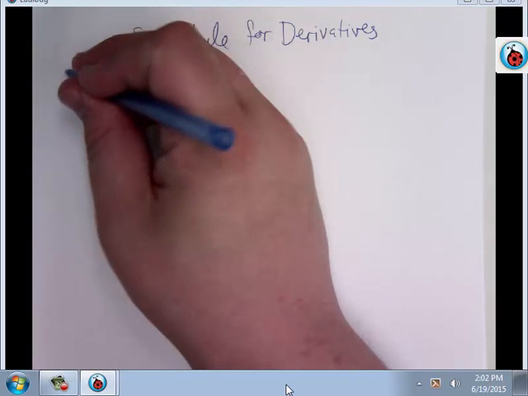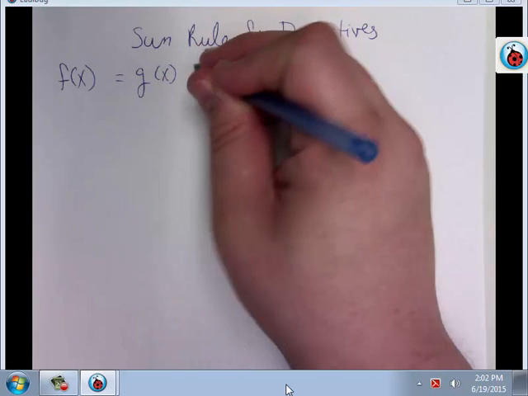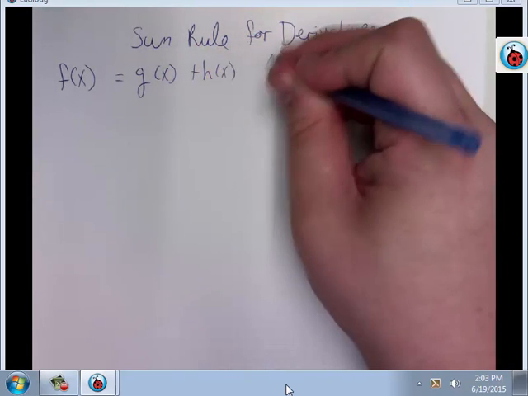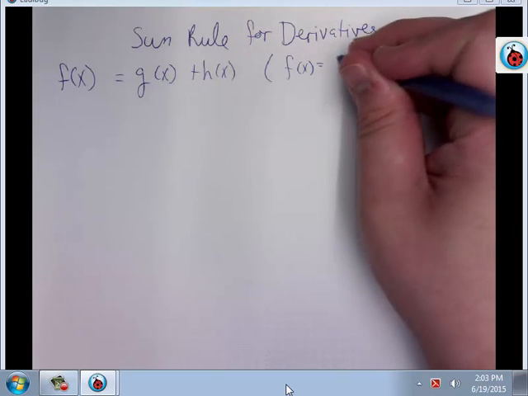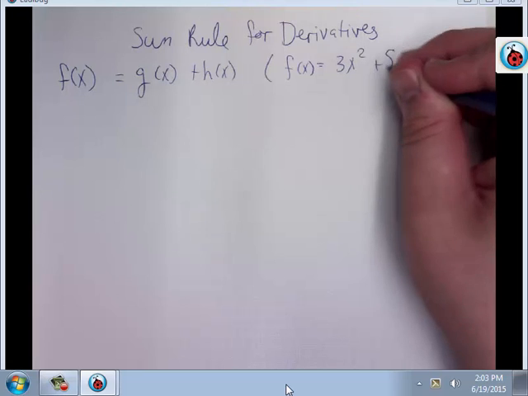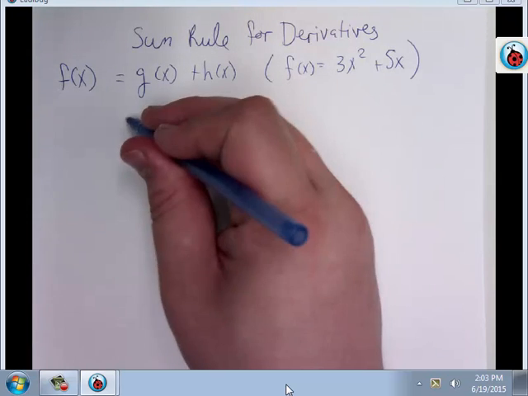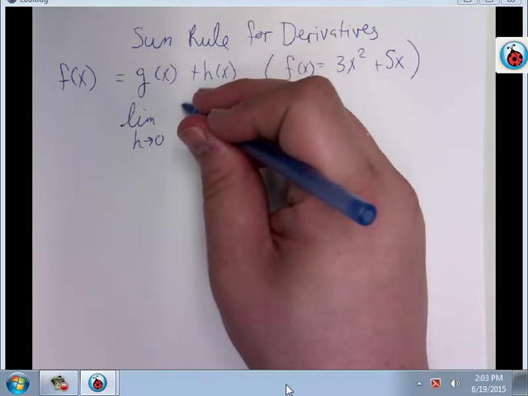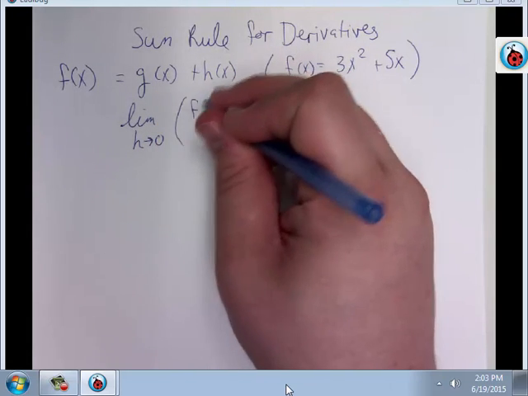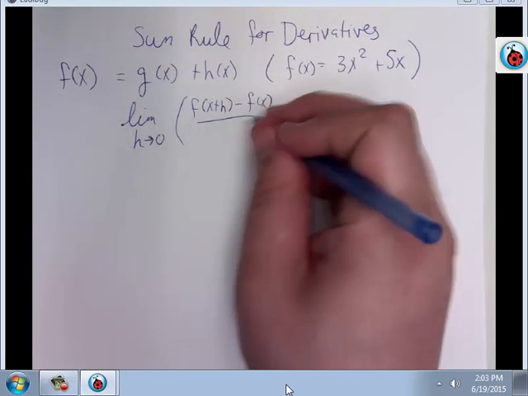So the sum rule. That means when your function is g of x plus h of x, like when it's 3x squared plus 5x. Something like that. Just like in the last video, we're going to do the limit as h goes to 0 of f of x plus h minus f of x all over h.